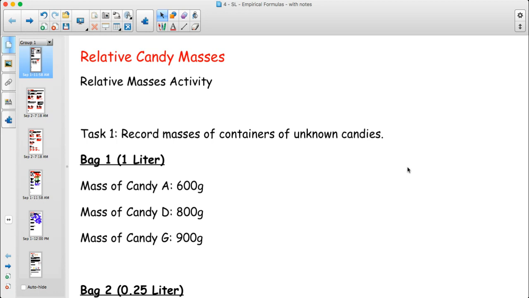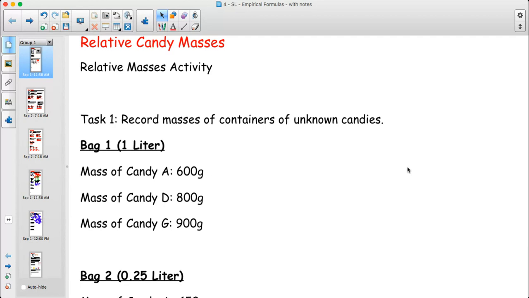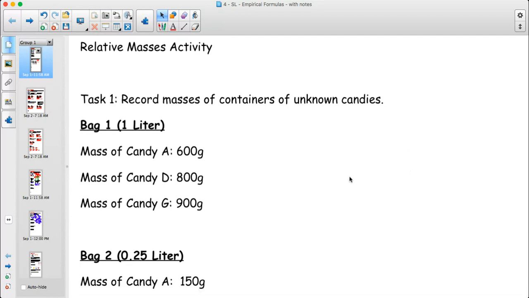Okay, so the concept of relative masses, I think, is sometimes easiest understood if you think about it in terms of candy instead of particles when we get started. So imagine that you were looking at three different bags of candy, each of which was 1 liter in size. And if you recorded their mass, the 1 liter bag of candy A pieces weighed 600 grams, of candy D weighed 800 grams, and of candy G weighed 900 grams.